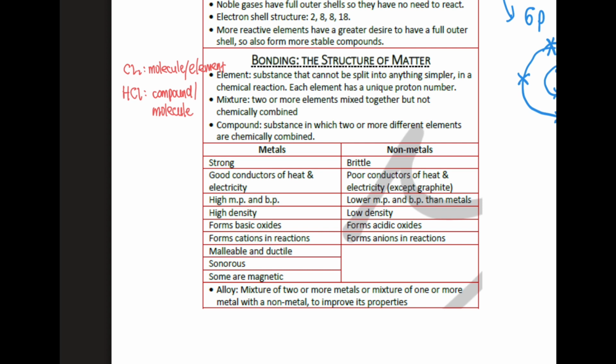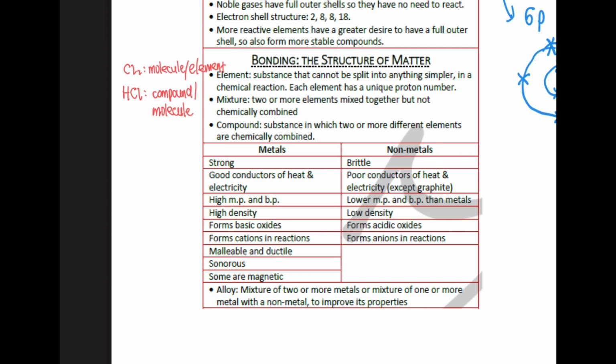How is it possible, sir, for Cl2 to be called a molecule or an element? The idea for an element is that there must be the same kind of substance. So there are Cl and Cl, and so it's under element. HCl is different: we have H and Cl that bond chemically, so they are not elements anymore, they form a compound.